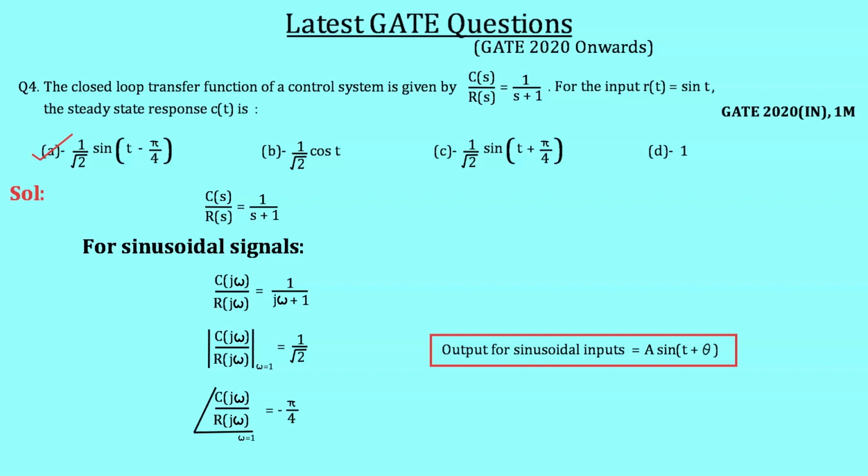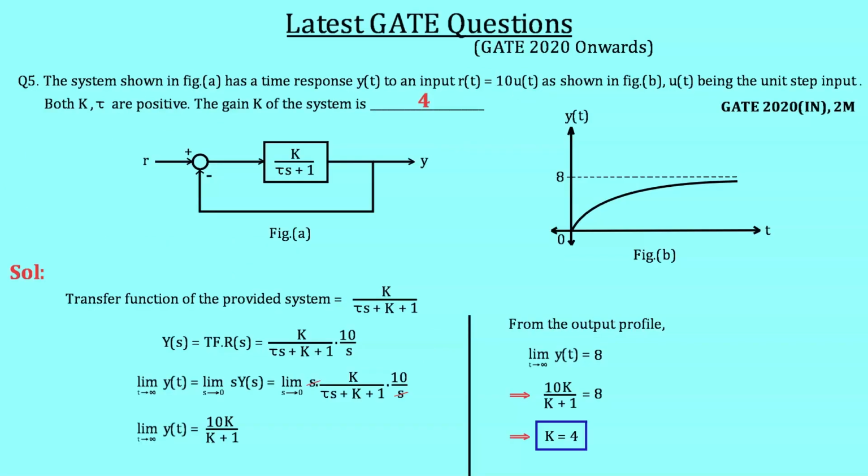By putting these values, you will get the steady state output equal to 1 by root 2 multiplied by sine of t minus pi by 4, and hence the first option is correct. Now let's see the last question.